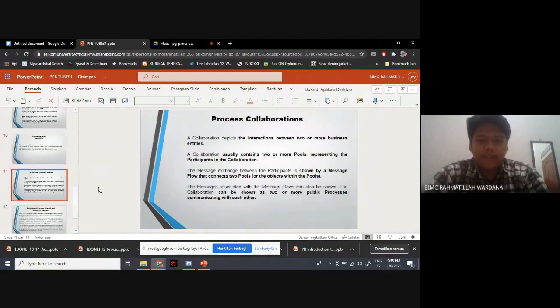And the last is process collaboration. Collaboration depicts the interaction between two or more business entities. Collaboration usually contains two or more pools representing the participants in the collaboration. The message exchange between the participants is shown by a message flow that connects two pools. The messages associated with the message flow can also be shown. A collaboration can be shown as two or more public processes communicating with each other.